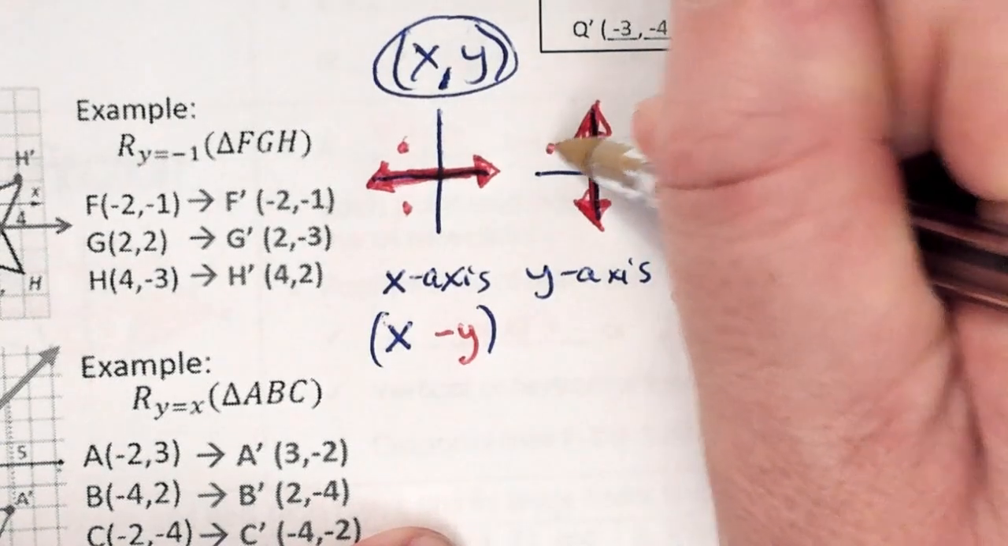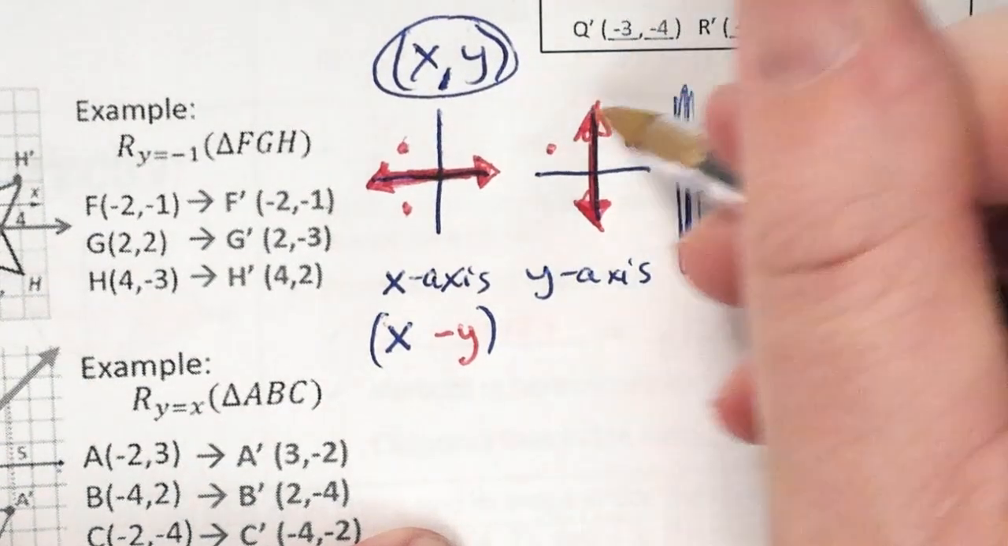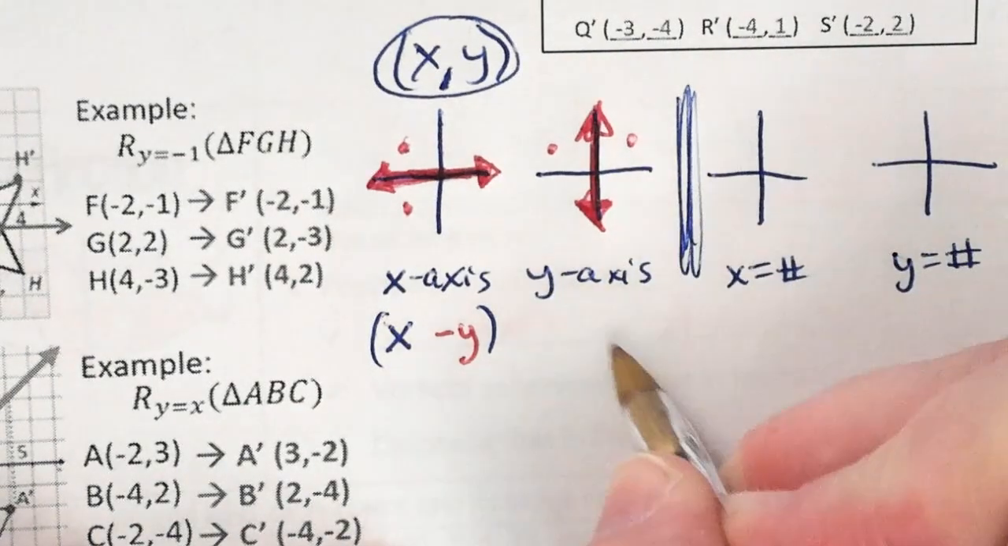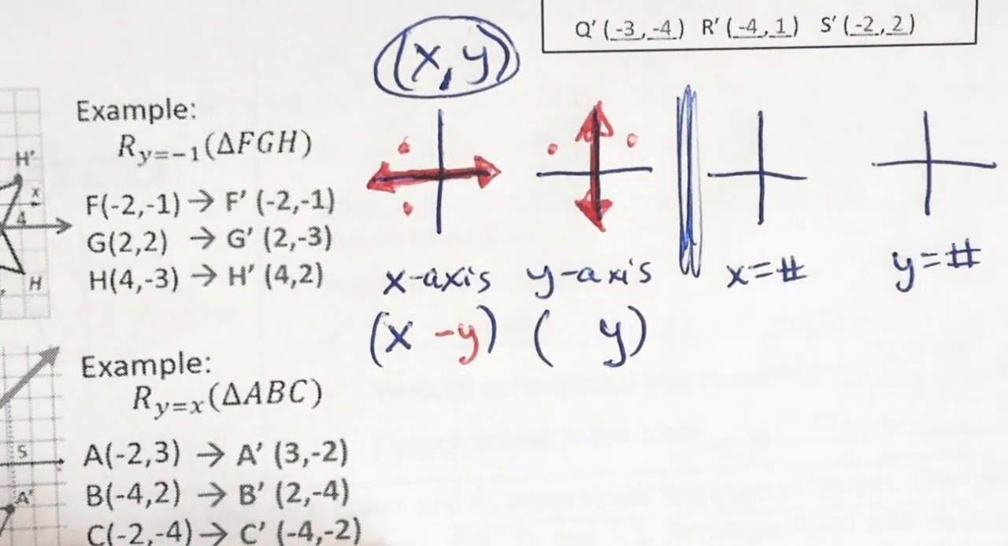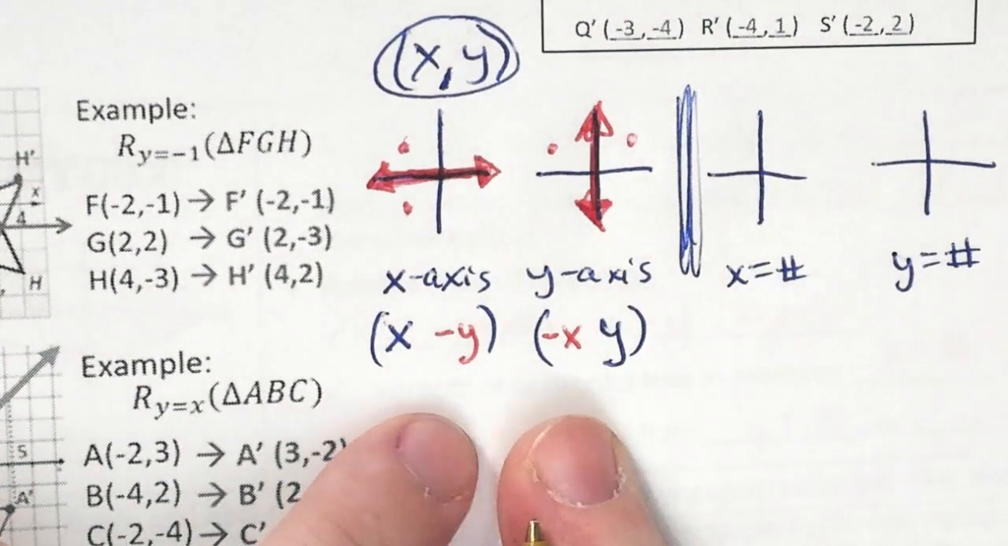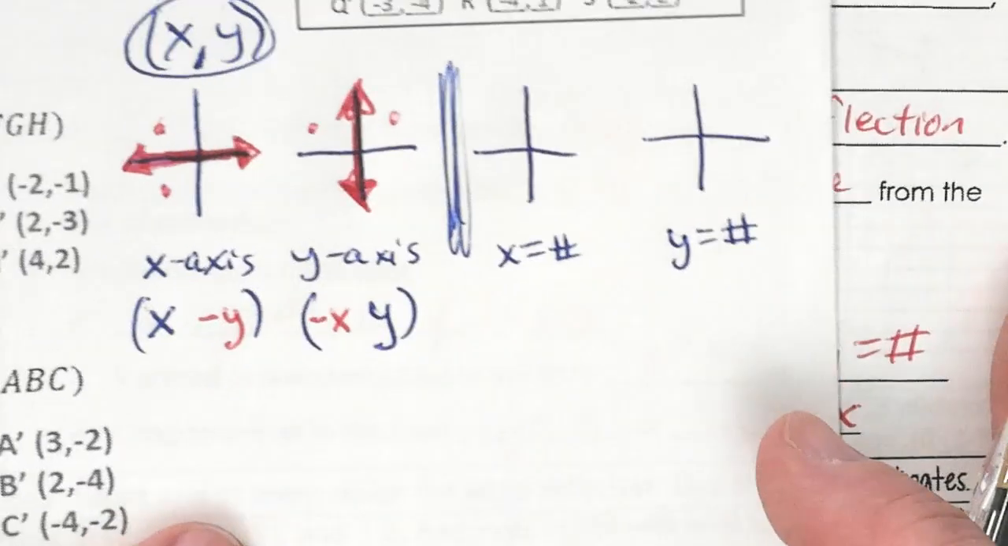And if you were over here, you would flip over here, or vice versa. If you were over here, you'd flip over here. Now, what stayed the same? When I reflect over the y-axis, the y stays exactly the same. The x changes its sign. So that's a good pattern to notice. All right, let's keep going.